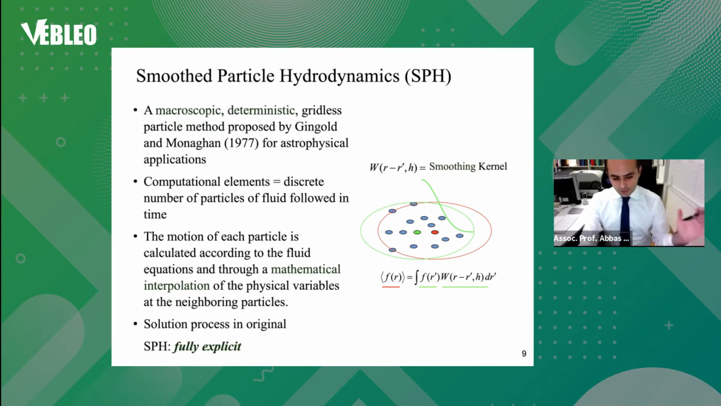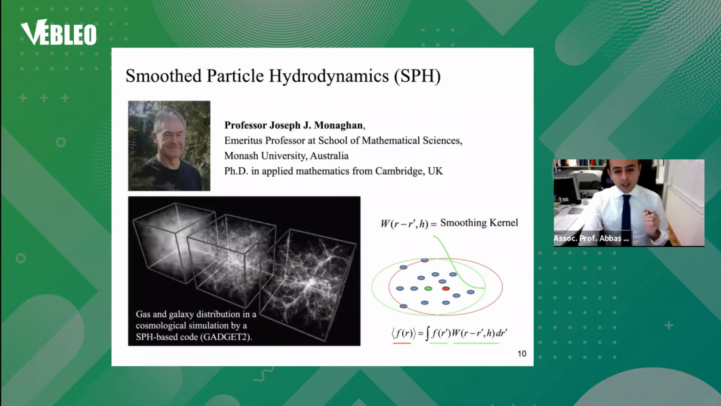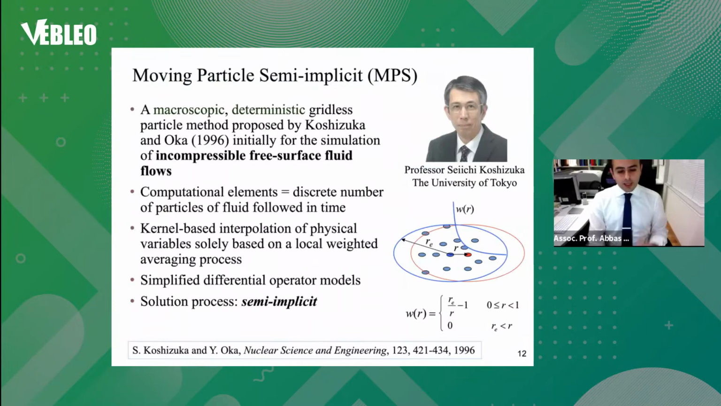And if we have a fully explicit solution process, such as the original SPH, this is what we have as conventional SPH methods. But at the same time, we also have several other particle methods, and today's talk will be focused on projection-based particle methods. One of them is the MPS method. MPS was proposed in 1996 for incompressible free surface fluid flows by Professor Koshizuka at the University of Tokyo, and the solution process is semi-implicit.